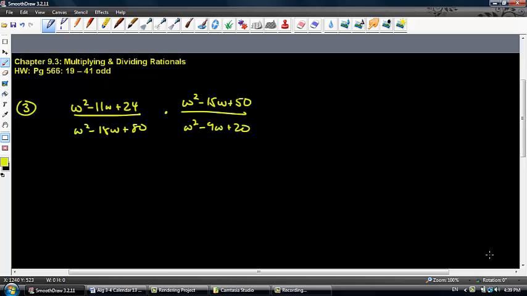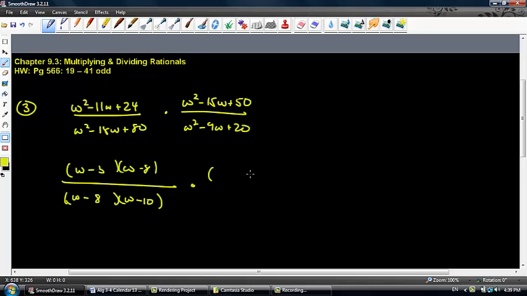Let's take a look at our next example here. This is w squared over all this stuff times all this stuff. Let's go and just factor everything, and that's what we're going to have to do. That leaves me with w minus 3, w minus 8 up top. On the bottom, I'm going to end up with w minus 8 times w minus 10. Top right, I'm going to end up with w minus 5 times w minus 10. And then w minus 4 times w minus 5.